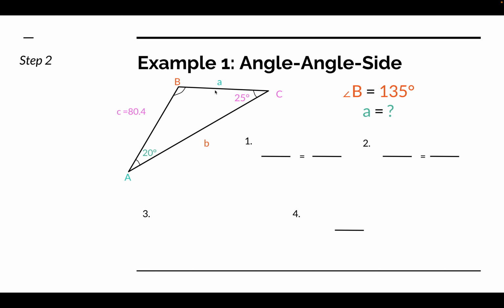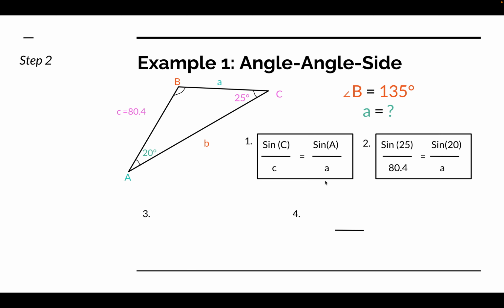So this is where law of sines becomes helpful. We're given angle C and side C, so we're going to use that and make it equal to A on both: sine C over side C, sine A over side A. So plug in the numbers we have. We've got angle, angle, side, looking for a side. Now that this is plugged in, we're going to cross multiply.